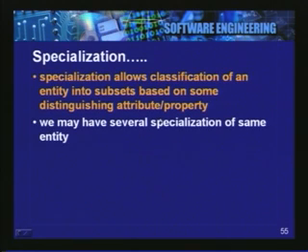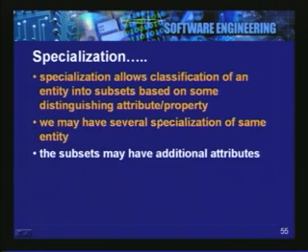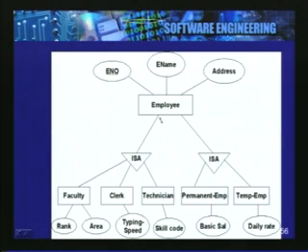We may have in fact several classifications or several specializations of the same entity based on different attributes. The subsets may have additional attributes. So, just as we create teacher as a subset of employee, we may want to give some additional attributes to teacher which do not apply to other employees. So, these will be the additional attributes. Here is the example of the specialization.